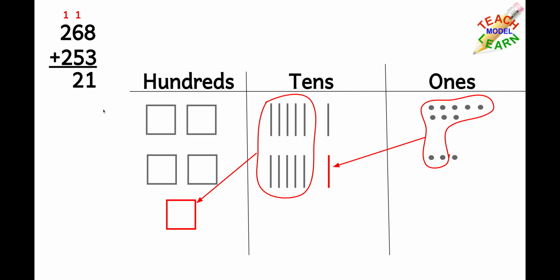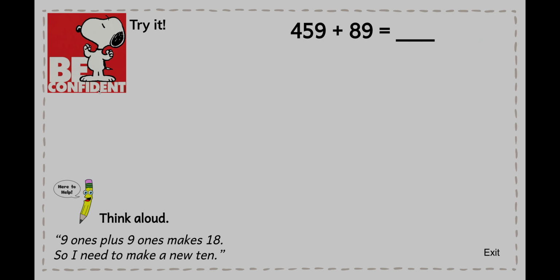I have 2 plus 2 plus 1 is 5, and I know that 5 is not over 10, so I do not need to make a new 1,000. I only have 5, so I'm just going to add them and put my 5 in the hundreds place. My answer, or my sum, is 521.